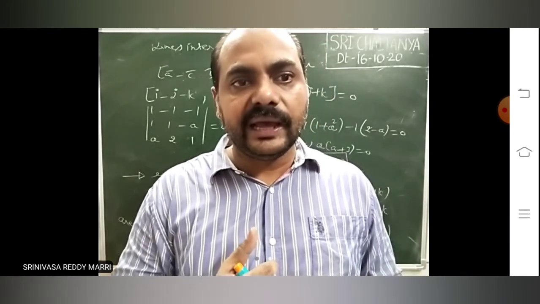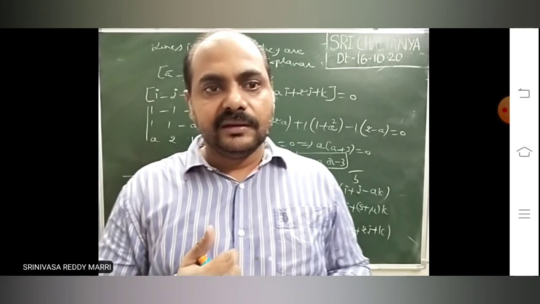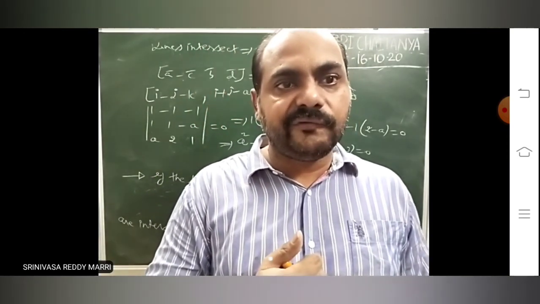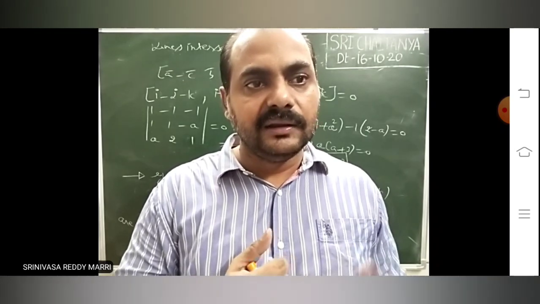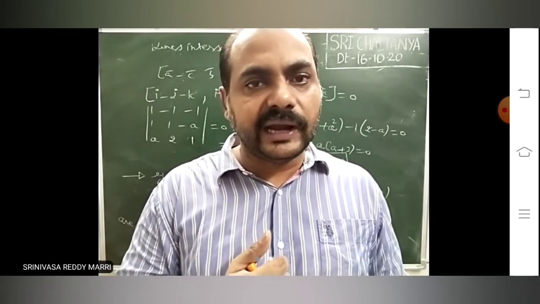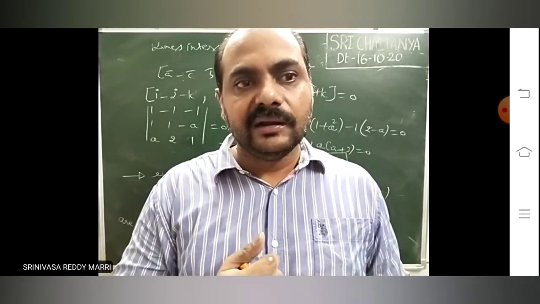Next is he will give two lines and he will give a variable, just like this problem, a. Find the value of a if they are coplanar or intersecting or parallel. So if you write the determinant equal to 0, you will get the value of that variable. Like that, models will be there on skew lines.